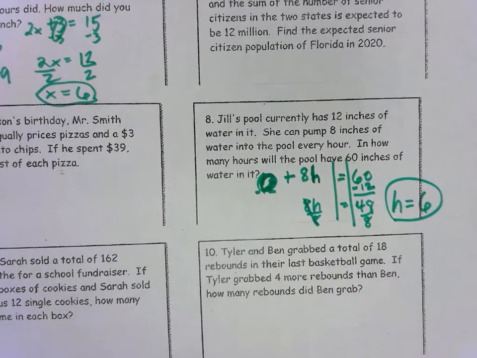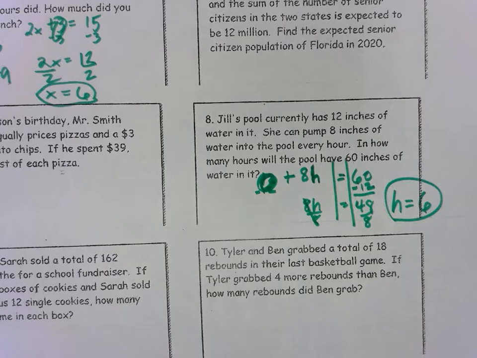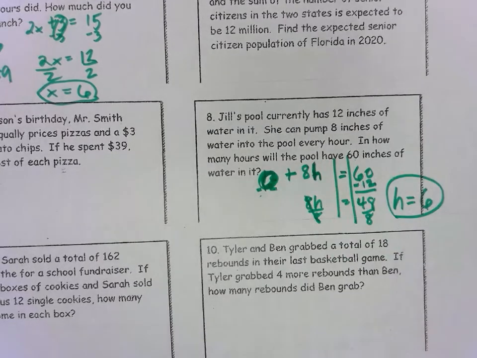So that means in 6 hours, the pool is going to have 60 inches of water in it, because 6 times 8 is 48. And if you add the 12 back to the 48, 12 plus 48 gives you 60. Okay? So hopefully you see how all this is supposed to work. You've got to write some little equations and send them in to me.